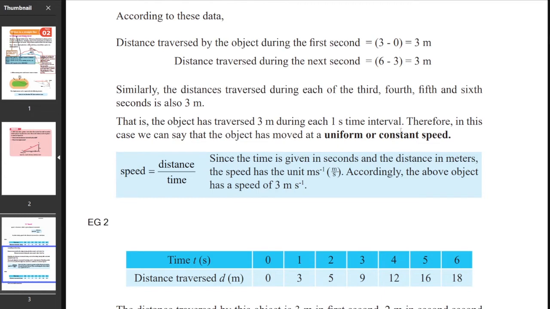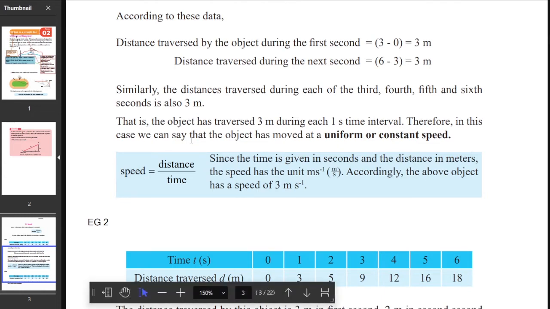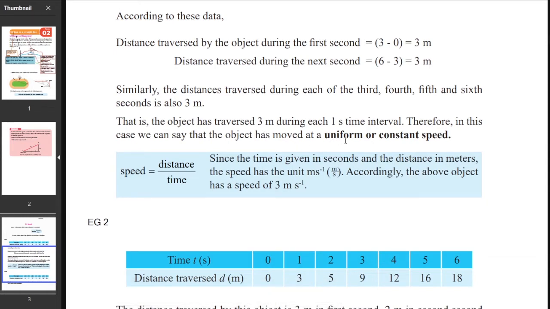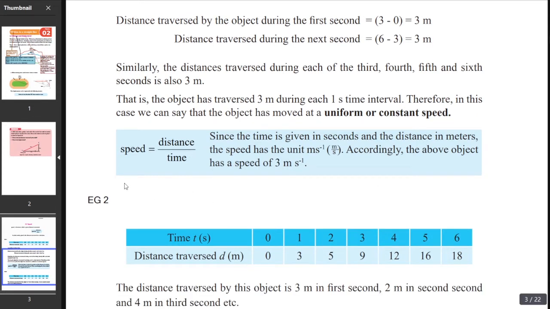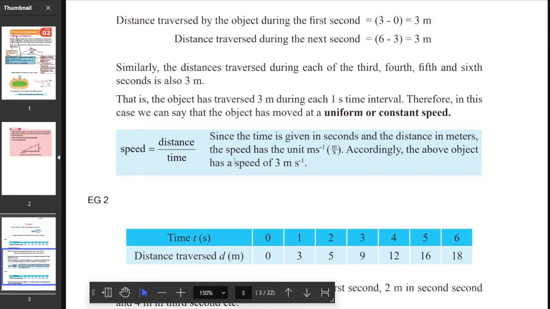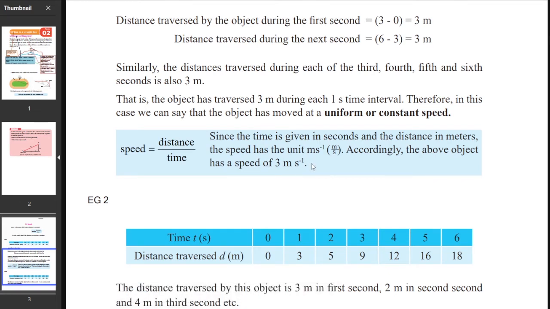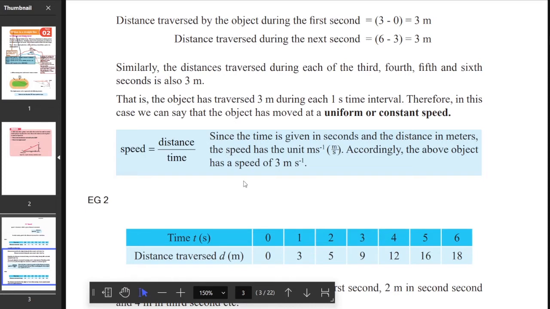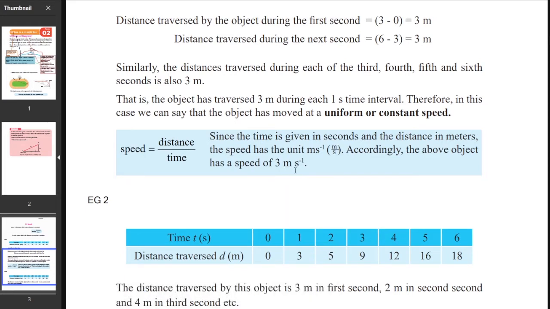Understand? Therefore, in this case, we can say that the object has moved at a uniform, constant speed. So speed can be expressed as distance by time. Since the time is given in seconds and the distance is in meters, the speed has the unit m s^-1, meters per second. Accordingly, the above object has a speed of 3 m s^-1.